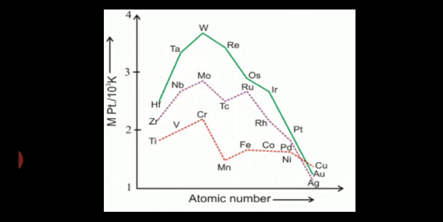So already I said you, greater the number of unpaired electrons, stronger is the metallic bonding. You can say that.